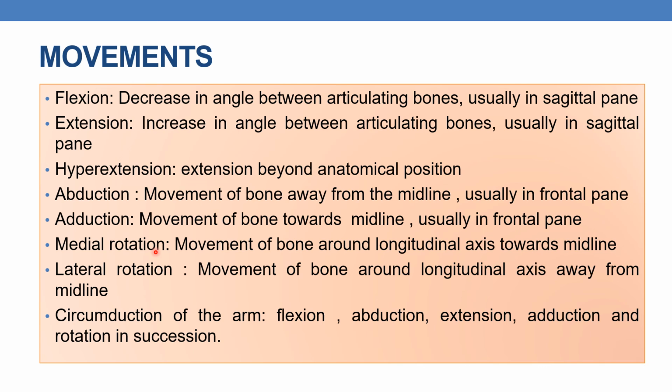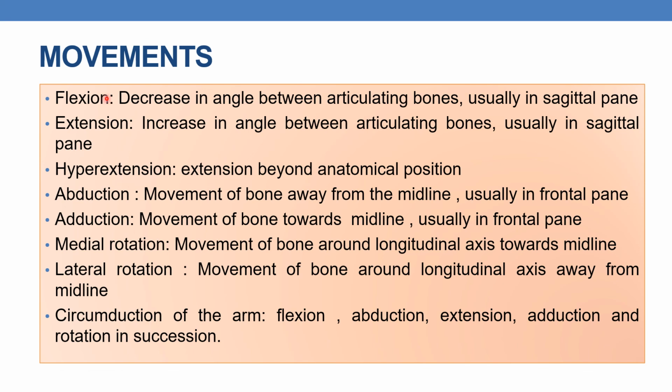Next is medial rotation. Rotation is nothing but movement of bone around a longitudinal axis. Medial rotation means towards the midline. Lateral rotation means movement of bone around its longitudinal axis away from the midline. The next is circumduction. Circumduction is nothing but whenever flexion, abduction, extension, adduction and rotation are performed in succession, then it is circumduction.